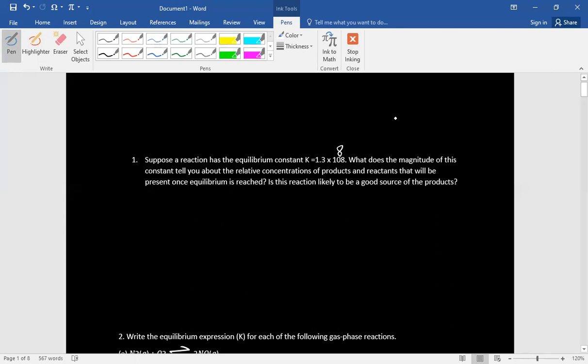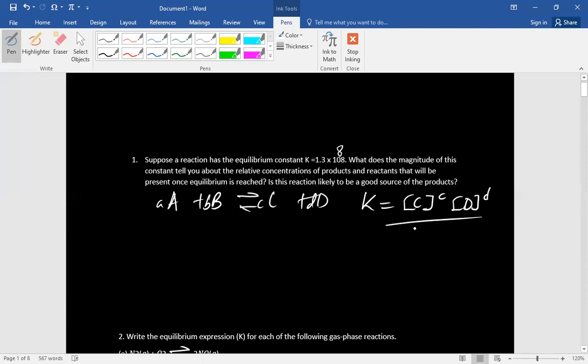Here we have to know that for, let's say, a reaction A plus B equal to C plus D, of course with some stoichiometric coefficients, the equilibrium constant is going to be the concentration of C to the power c times the concentration of D to the power d over the concentration of A to the power a times the concentration of B to the power b. That's how we get the constant.